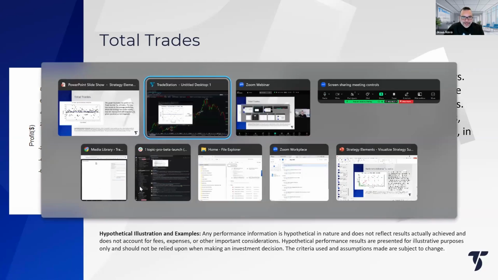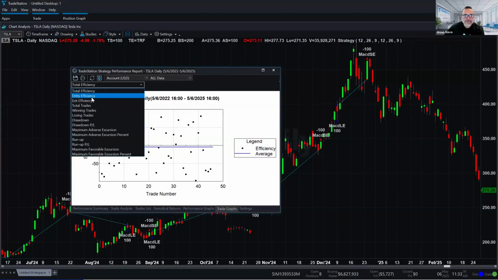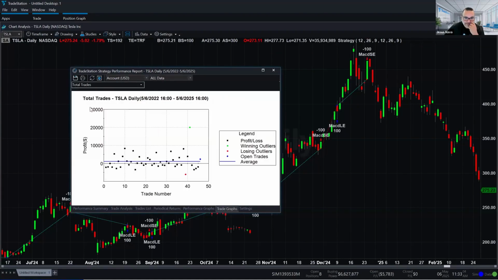If I go back here to my real backtest, let me go ahead and take a look. I have, as I said before, the entry and the exit efficiency. Let me go here to total trades. Clearly, I can see this outlier all the way at the very top. This is trade number 41. You can tell it is an outlier because we had a profit of $20,000, not in line with everything else. The average is about $1,000. So it did flag that trade as an outlier.